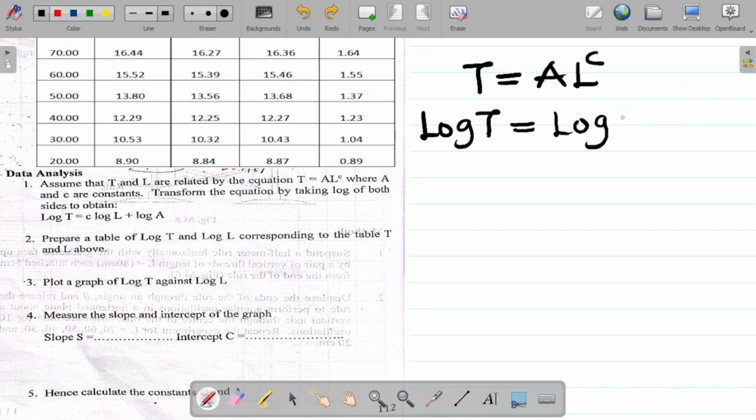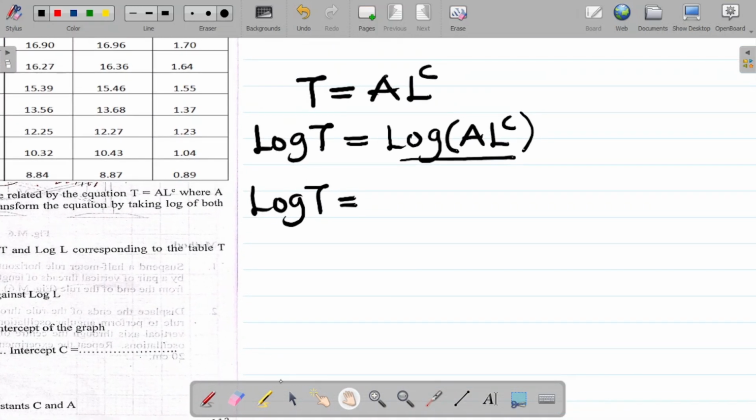So into log everything on the right hand side, A L to power C. So I have this. All right, so what's the next thing there? My next thing is to expand this bracket here, the one on the right hand side. So I'll have something that looks like log of T is equal to, from the laws of logarithm, if I have two terms like this, how do we solve this?